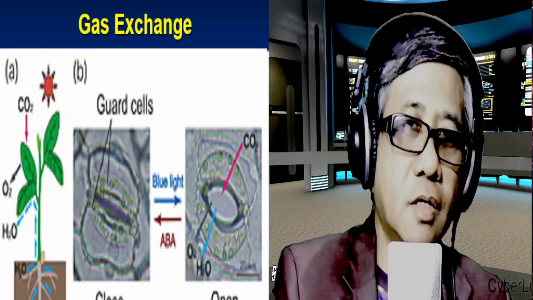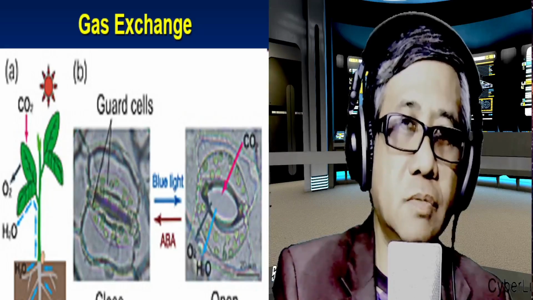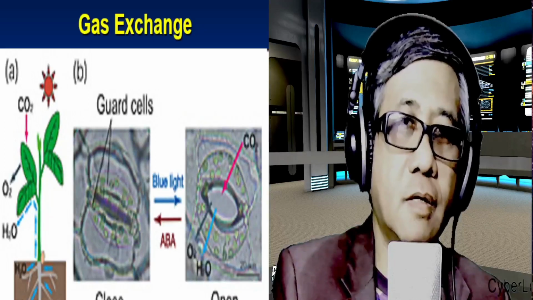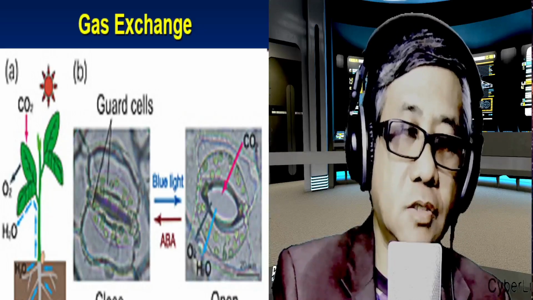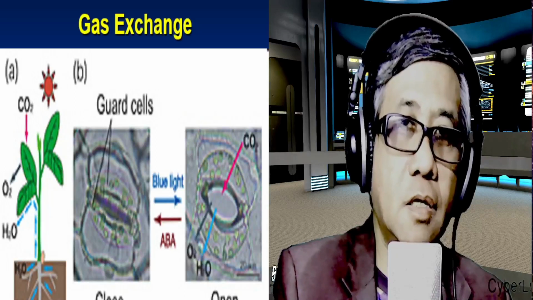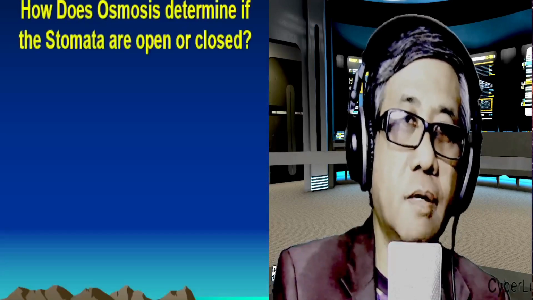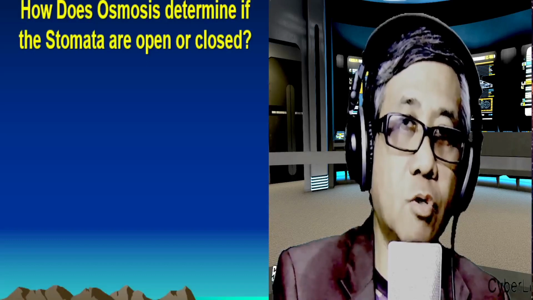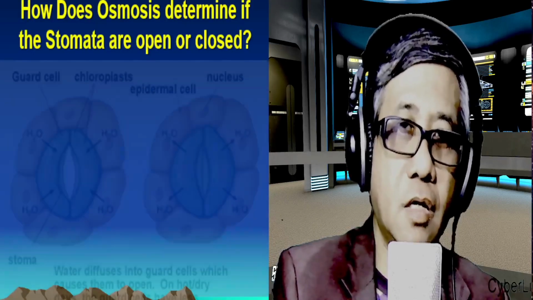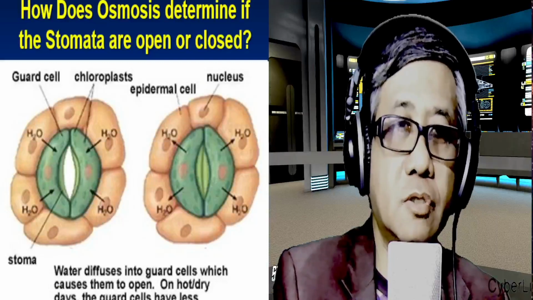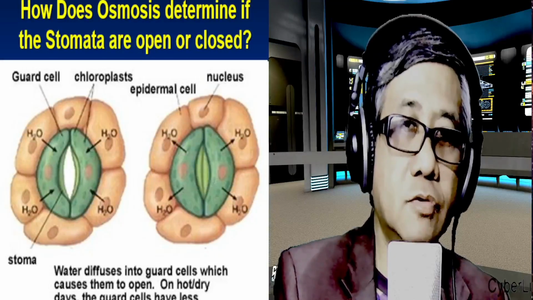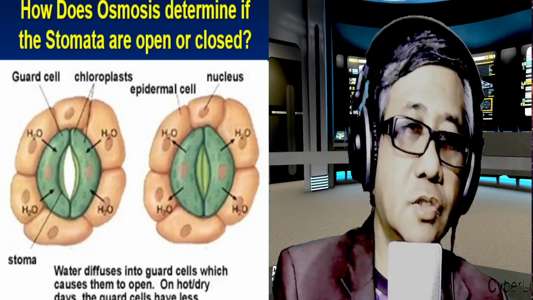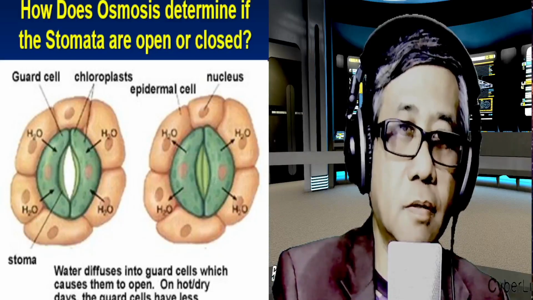Now, at this point, let us study the mechanisms involved in the opening and closing of the stomata. Osmosis plays an important role in the opening and closing of the stomata. How does osmosis determine if the stomata are open or closed? Everybody kindly take a look at this illustration. Water diffuses through osmosis into the guard cells, and this causes the guard cells to open.